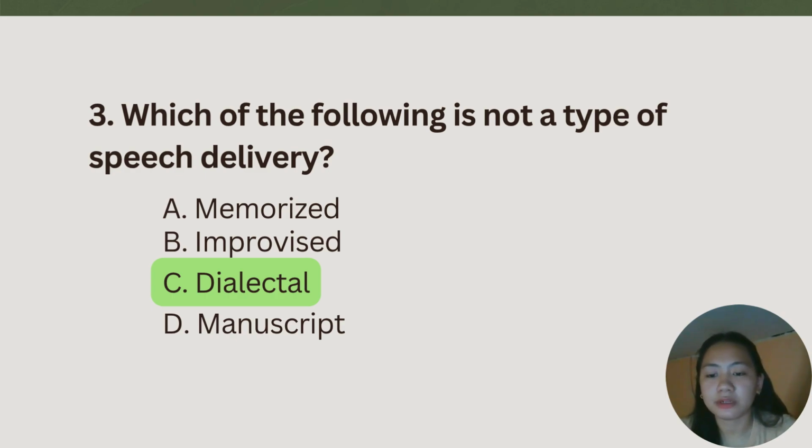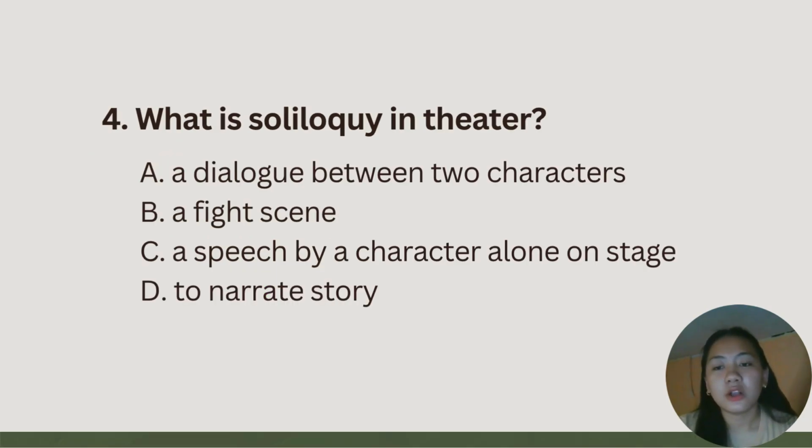Okay, next, number 4. What is soliloquy in theater? Again, what is soliloquy in theater? A, a dialogue between two characters. B, a fight scene. C, a speech by a character alone on stage. And D, narration. You have 5 seconds to answer.